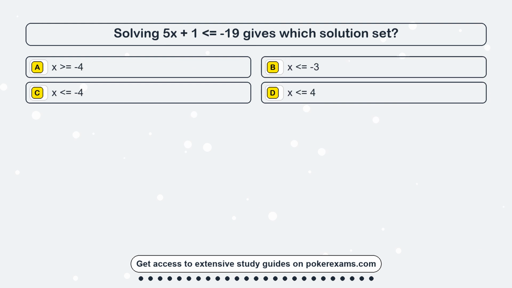Question 10. Solving 5x plus 1 equals minus 19 gives which solution set? Option A, x equals minus 4. Option B, x equals minus 3. Option C, x equals minus 4. Option D, x equals 4.